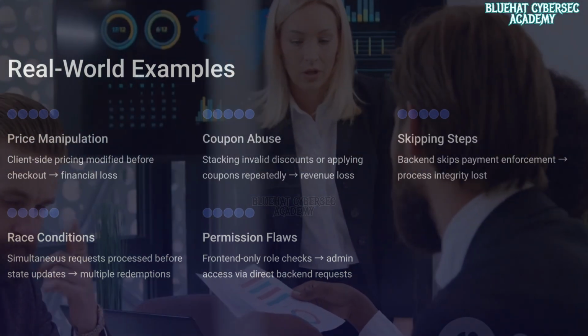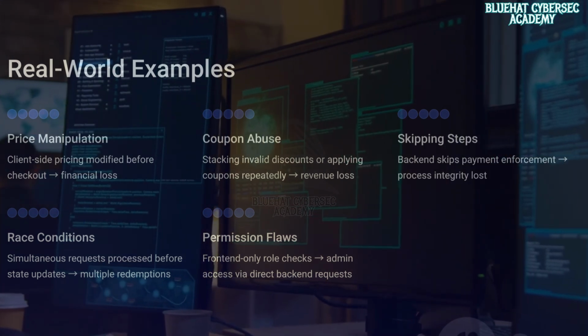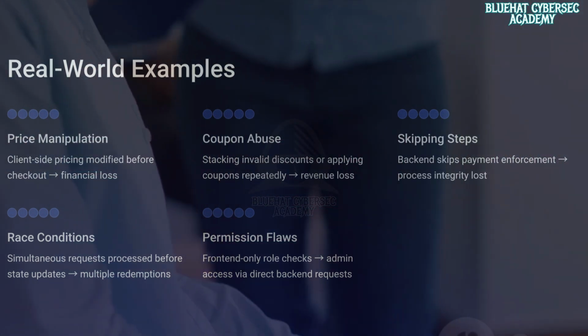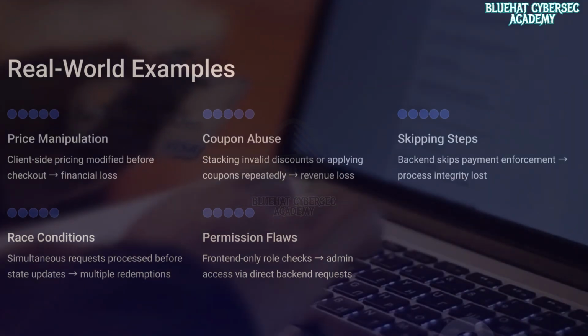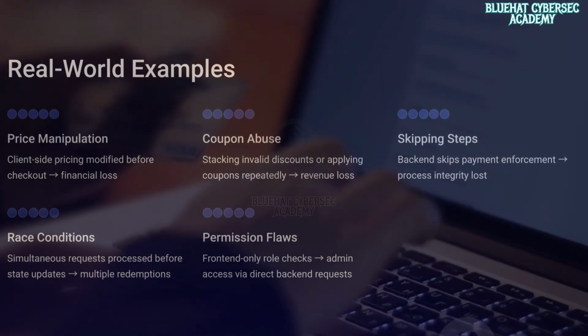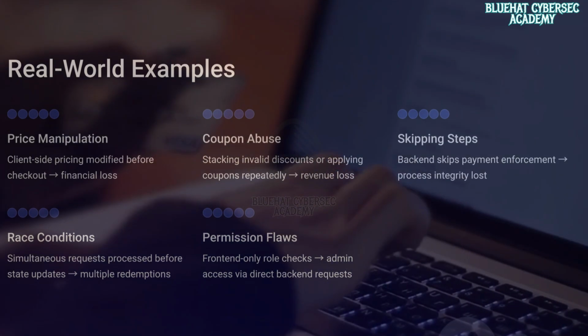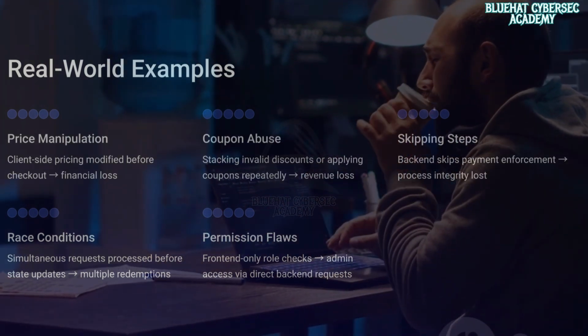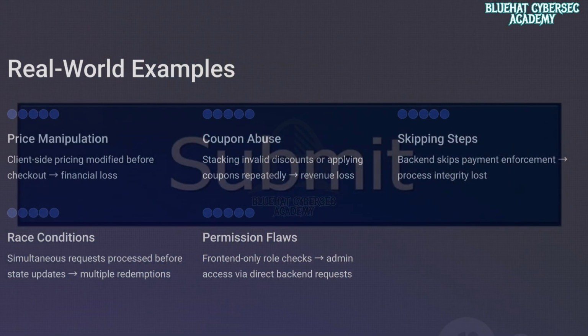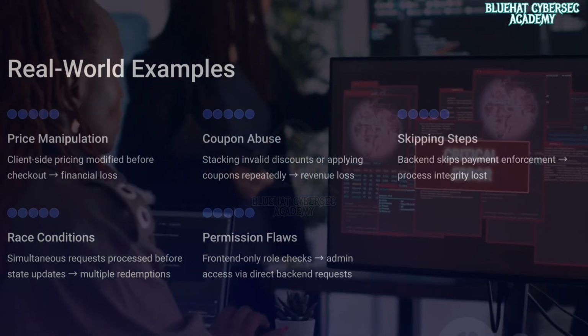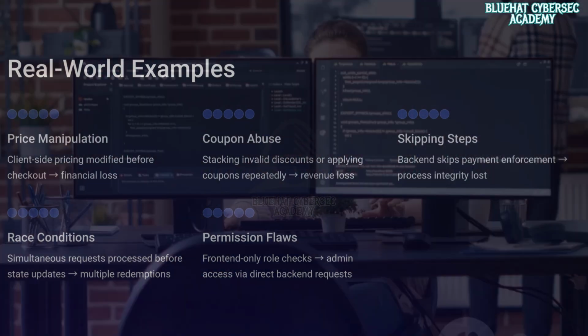Now consider something more structural. Broken workflow or skipping steps. Think of a job application system. It requires a sequence. First, fill the form, then upload your CV, next, pay the fee, and finally submit. But if the backend doesn't enforce this properly, well, a user might skip payment entirely or directly submit the application. The result? The entire process loses integrity.